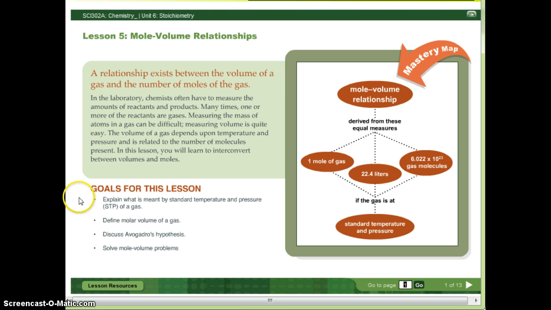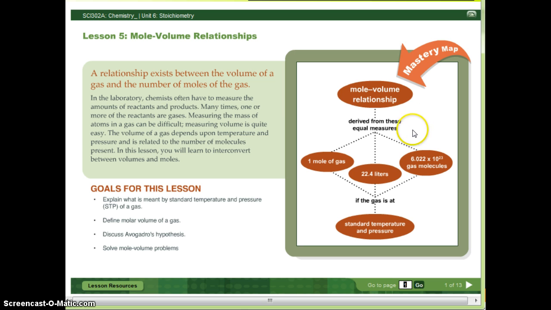Goals for this lesson: explain what is meant by standard temperature and pressure, abbreviated STP, of a gas. For my car and automobile people, STP like the oil, but this time meaning standard temperature and pressure. Define molar volume of a gas, discuss Avogadro's hypothesis, and solve mole volume problems.